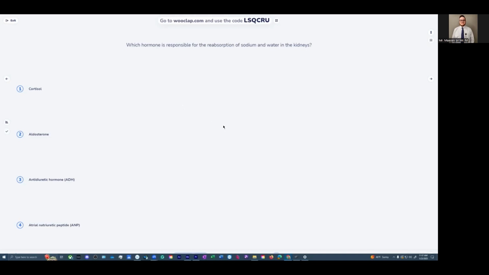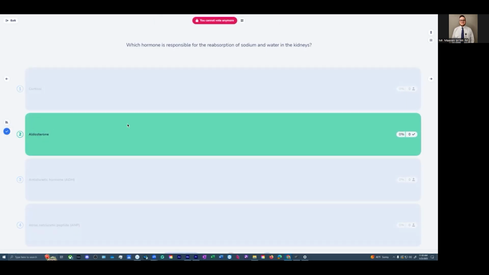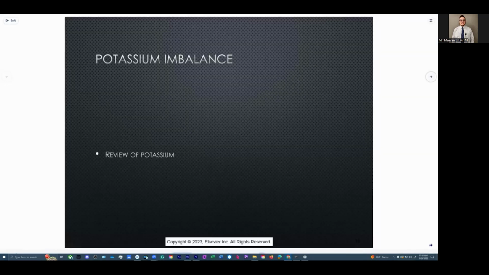So, which hormone is responsible for reabsorption of sodium and water in the kidneys? This goes back to some of the regulators of electrolyte and water balance. What's specifically targeting sodium reabsorption in the kidneys, and then water follows? Give you a second to answer that. It's correct. It is aldosterone. ADH does help us reabsorb water, but it doesn't do anything with sodium. ADH is trying to just reabsorb the water. Nothing to do with sodium.